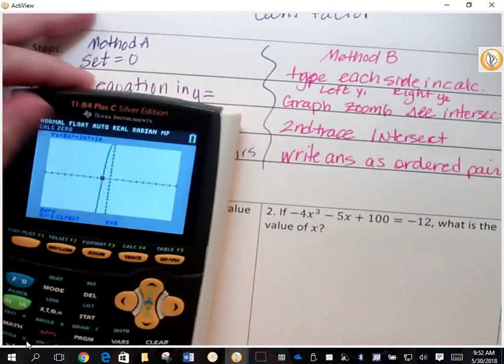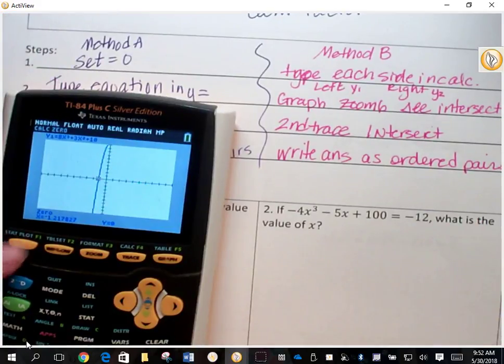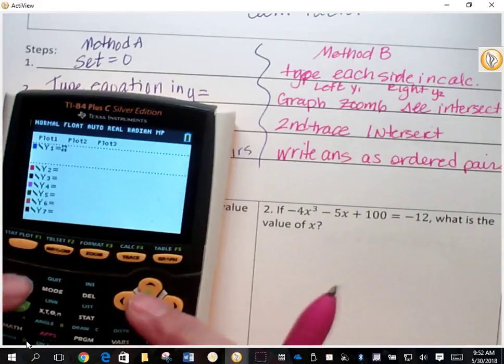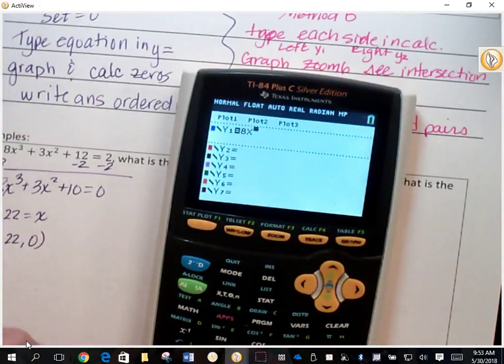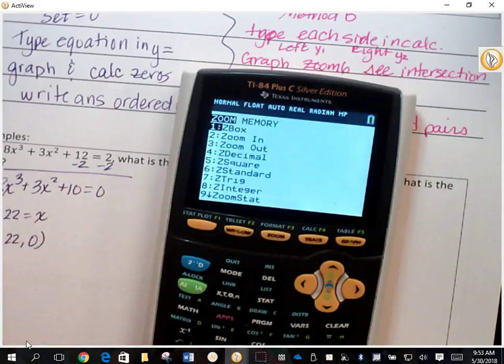Okay, now the second equation, if I graph this and I do method 2, so I go to y equals, I clear out what's there. Well, actually, let's go back and let's do the same equation that we just did. So we had 8x to the third plus 3x squared plus 12, and then we had 2. And we want to find where they intersect. So zoom 6.